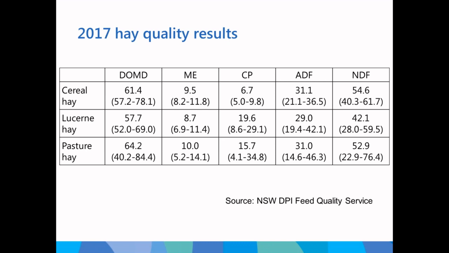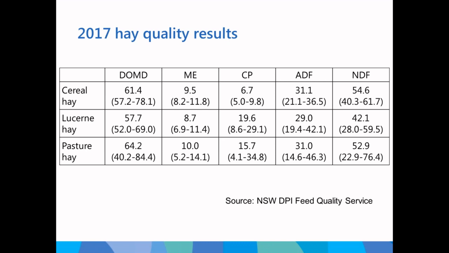I really wanted to highlight one major point out of this. If you look at, for example, that first column there, where you've got DOMD for cereal hay, average of 61.4. DOMD is just digestibility. Second column, that 61.4 equates to an ME of 9.5. But the range you'll note is from 8.2 to 11.8. If we drop down to lucerne, you'll see 8.7, but again, a range from 6.9 to 11.4. Pasture, an even bigger range.